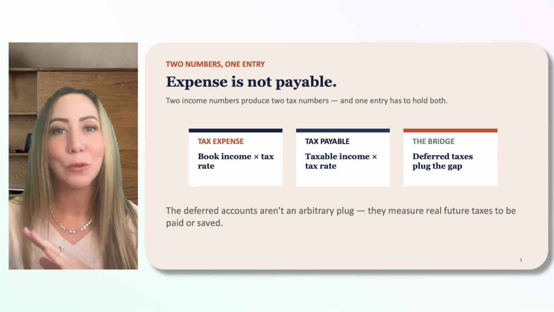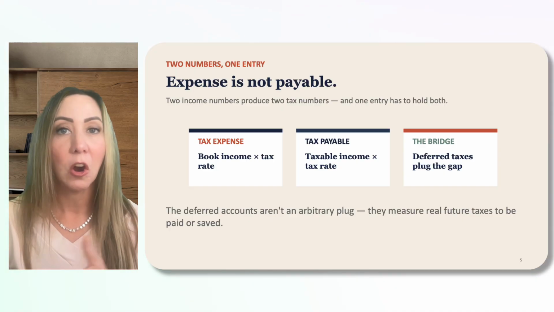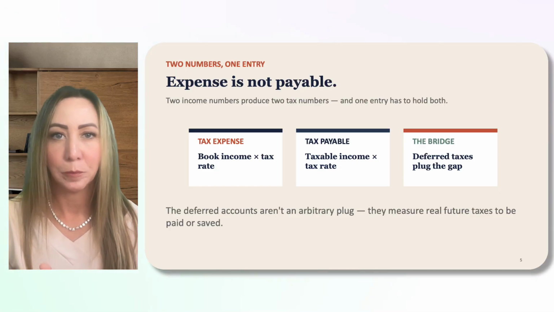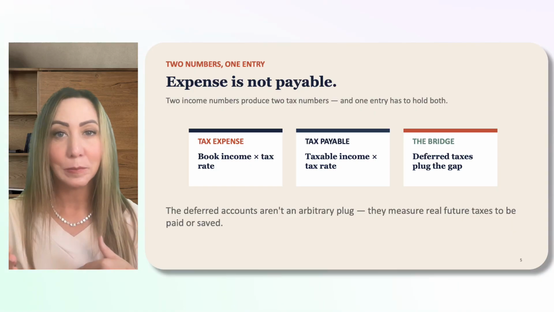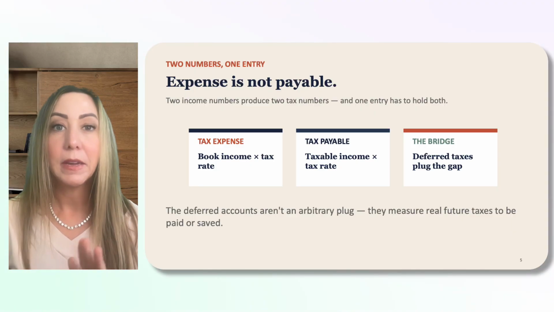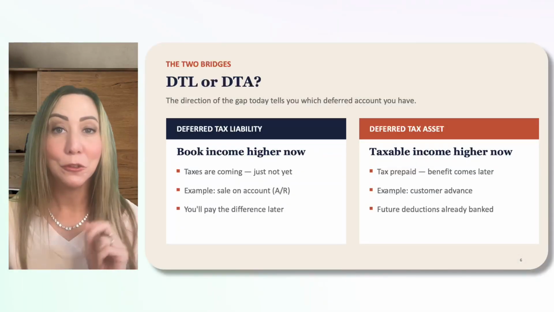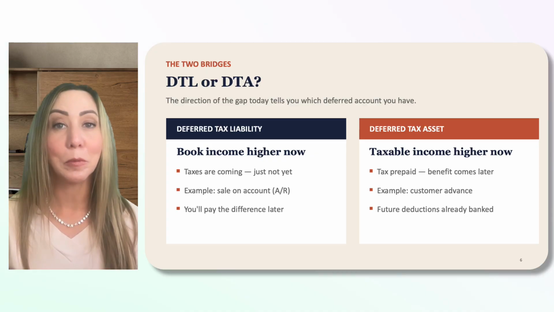But here's the thing, the difference is only temporary. Eventually, revenues and expenses earned and incurred are the same as cash collected and cash paid. So in the long run, tax expense and tax payable should be identical, with one exception that we'll discuss later. But in the meantime, we have to account for the temporary differences. Two directions, two accounts.